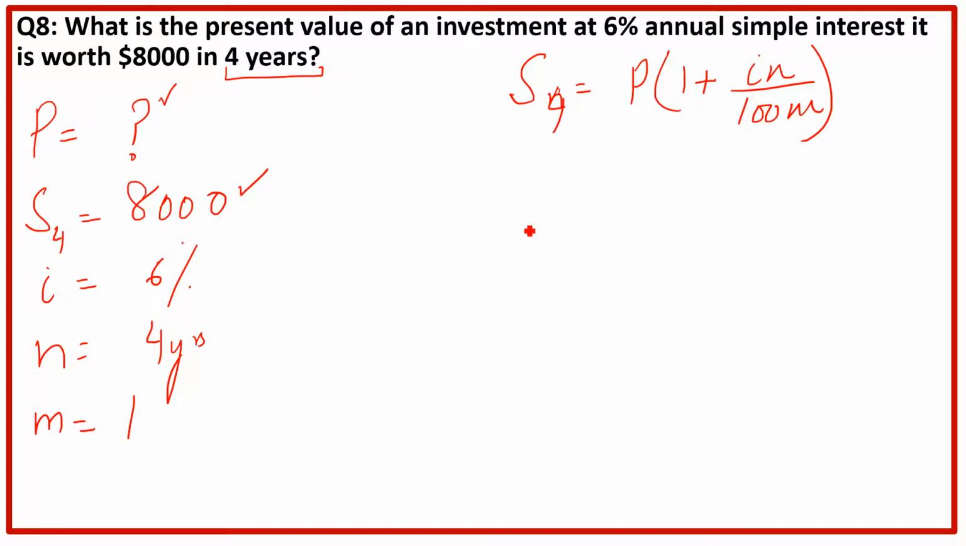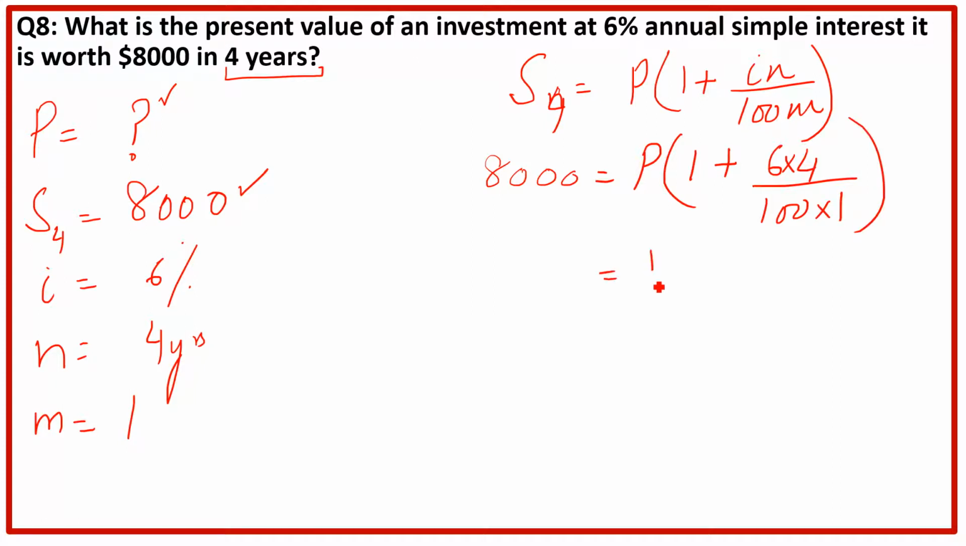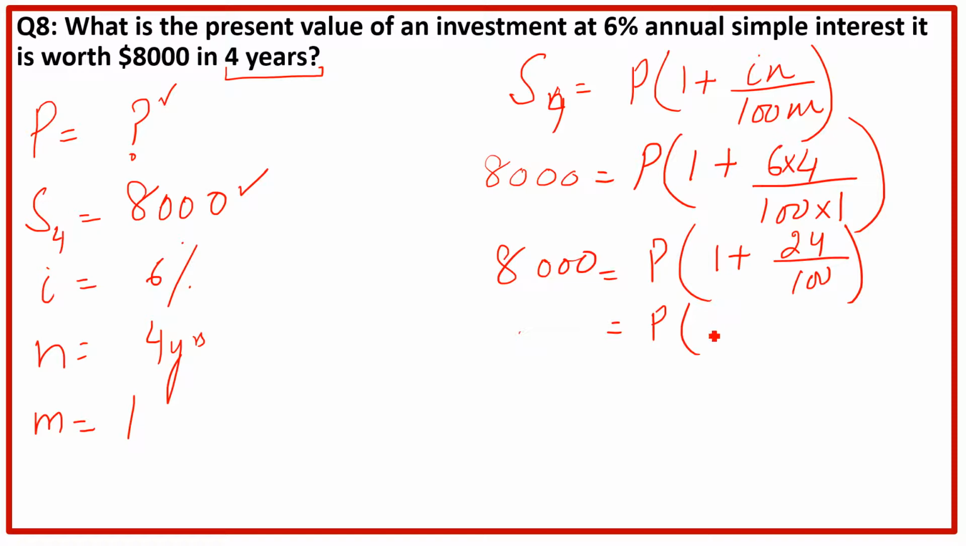So put the values here. S4 we have 8,000. P we have to find out. 1 plus i, if any is unknown, if you have i unknown, n unknown, P or S, whatever, we can find out. And then multiply by 4 times m, where m is 1. So it is P times (1 plus 24 over 100), which is equal to 0.24.